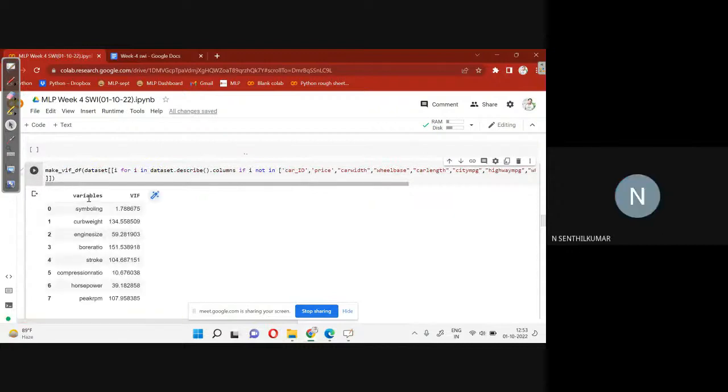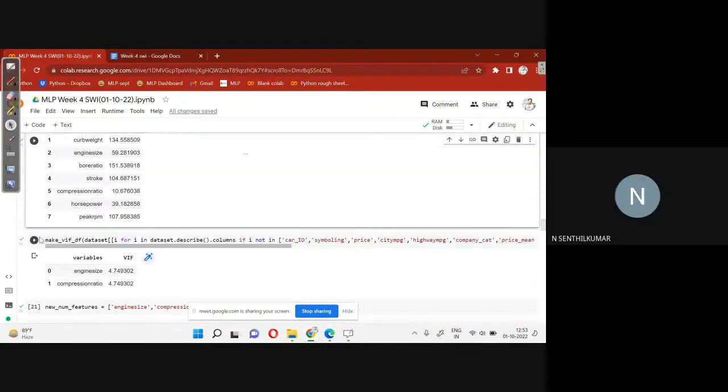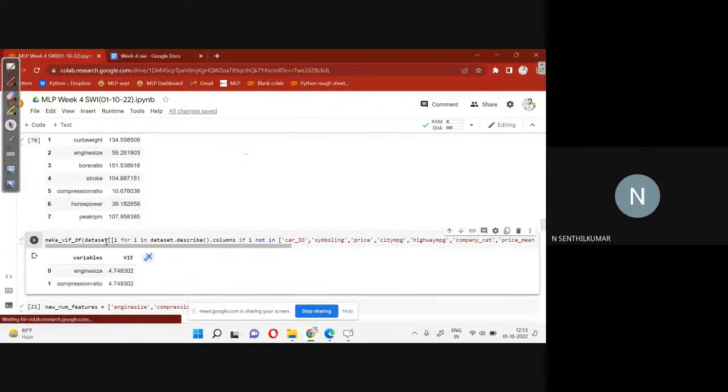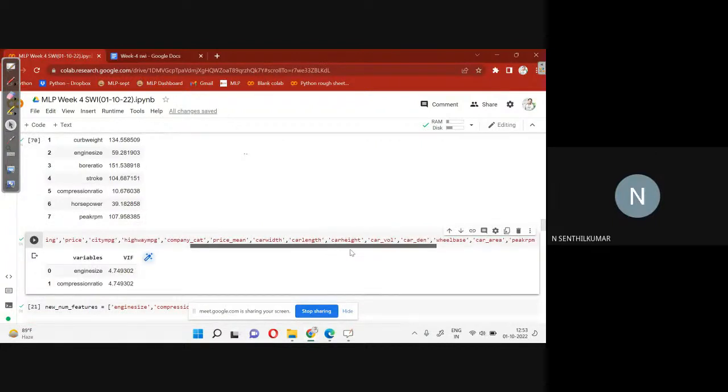Here, the thing is all the values are very big, right? So we need to standardize and then only apply VIF, right? Yeah, exactly.